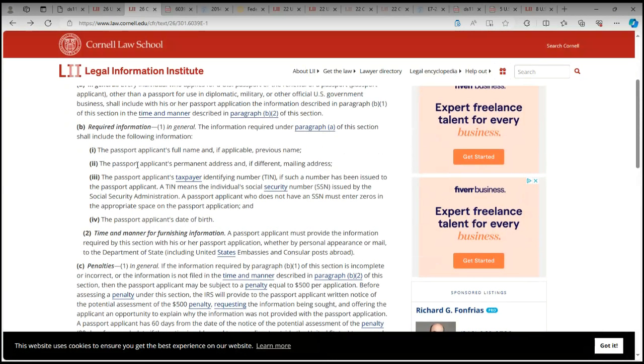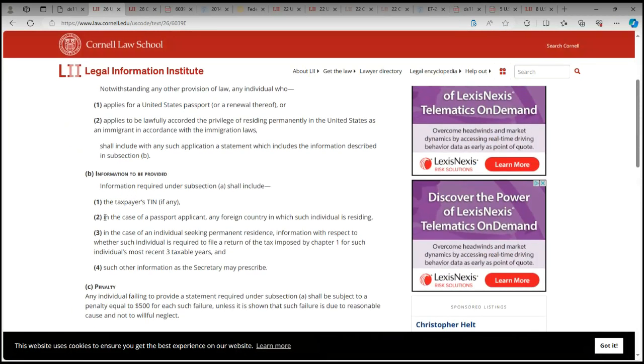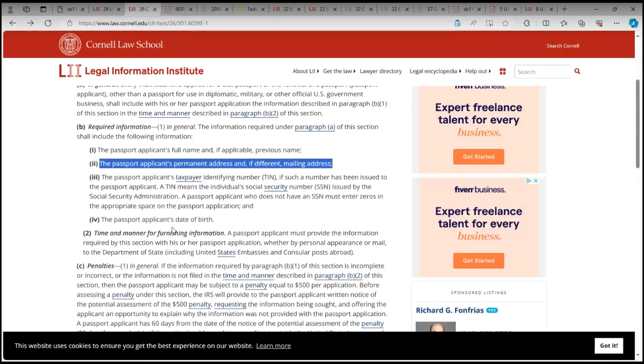All right. Now, what do you see different here from this section? Here, they tell you the passport applicant's permanent address and, if different, mailing address. If we go back to the code, what do they state? Because this is the same thing, information to be provided. In the case of a passport applicant, any foreign country in which the individual is residing. This regulation applies to the address of a foreign country, and I'm going to prove this. Just because they're stating it different here doesn't mean it's not the same.